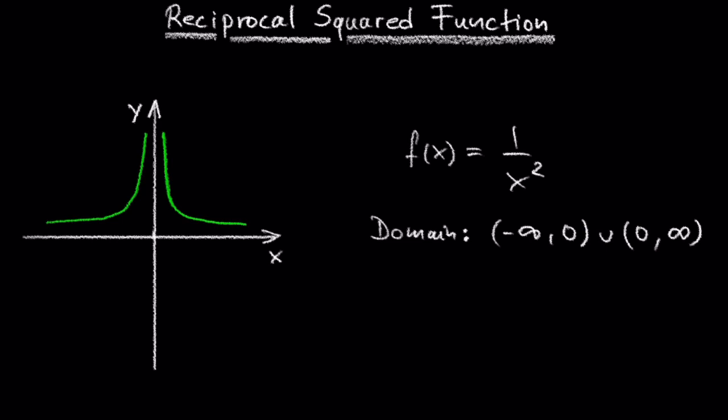What about the range of this function? There's no value for x which we can plug in to get a 0 as an output. So the 0 is excluded from the range as well. Also notice that the square of a number is always positive. So we will never get a negative output. Hence the range includes only positive numbers.